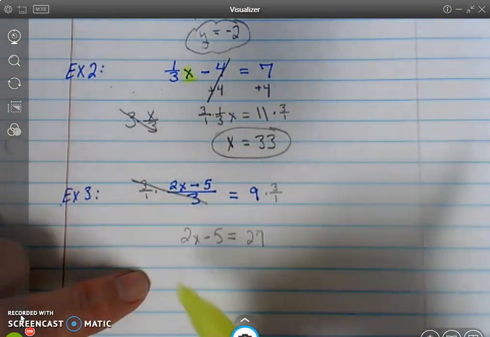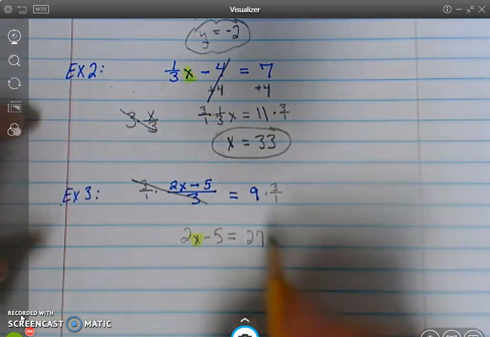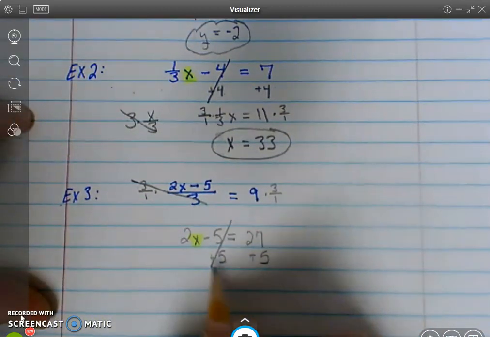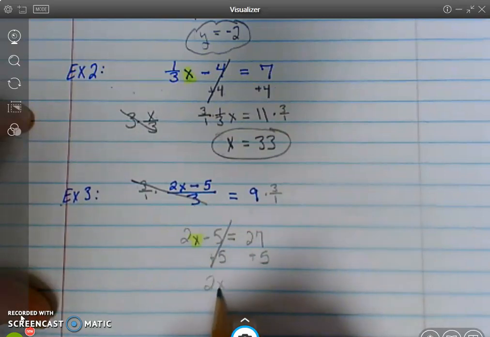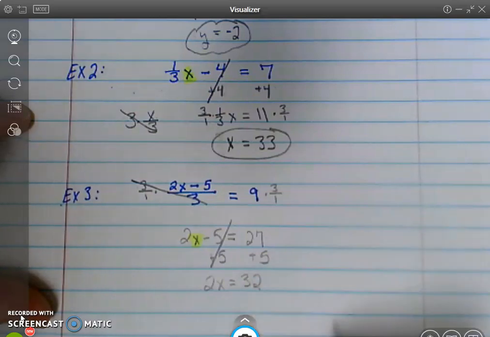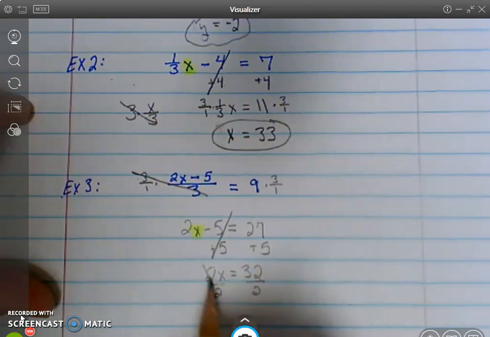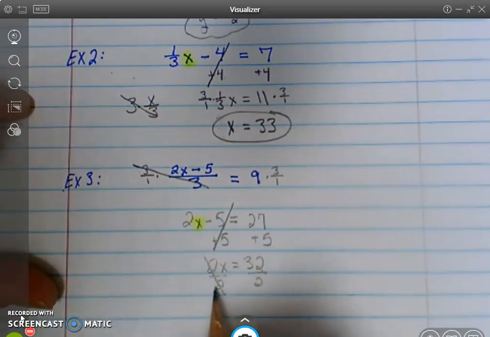At this point, here's my x. I'm going to add 5. Leaves me with 2x. 27 plus 5 is 32. And to find x by itself, 2 times x, the opposite of that is divided by 2. So I'll divide by 2. 2 divided by 2 is 1x, so I'm just going to write x, equals 32 divided by 2 is 16.